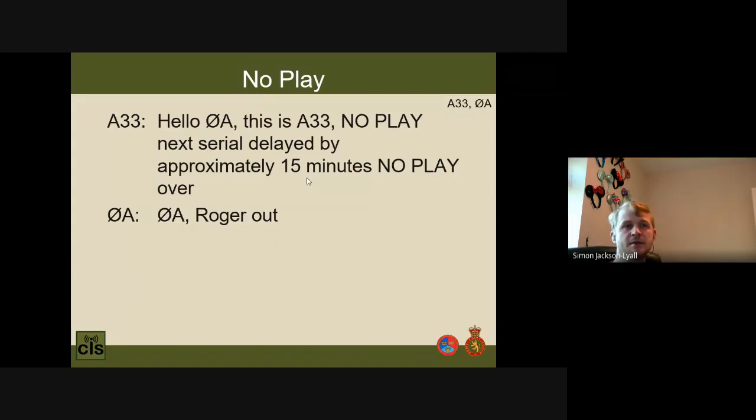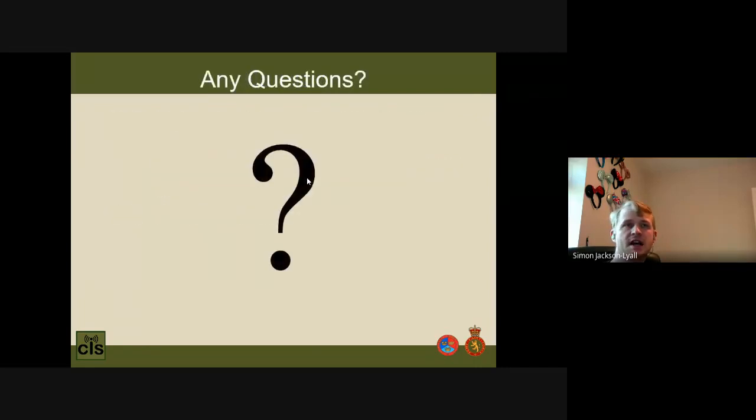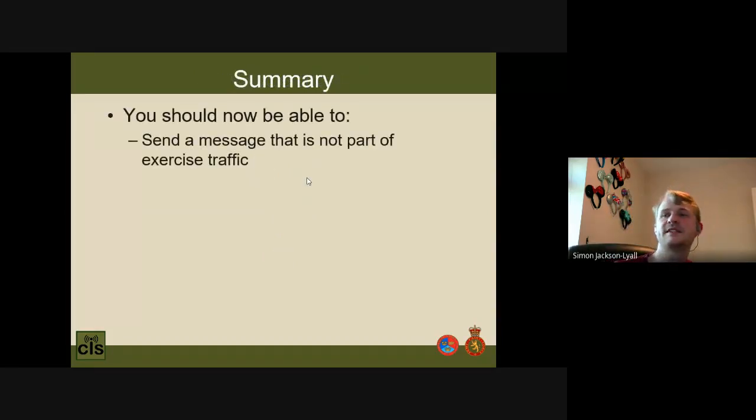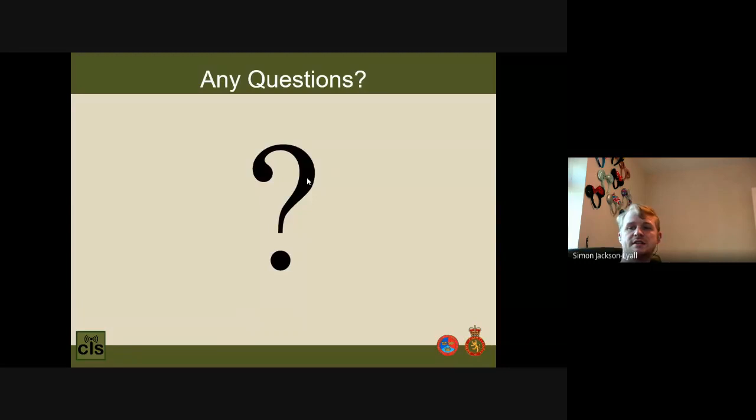Hence the no play either side. So you can see how no play sandwiches the message. Hopefully that will make sense for everyone. Does anyone have any questions? Cool. So you should be able to send messages that are not part of exercise traffic.